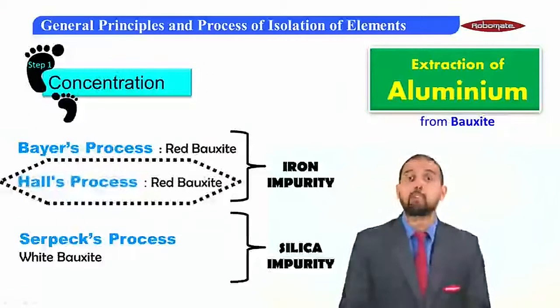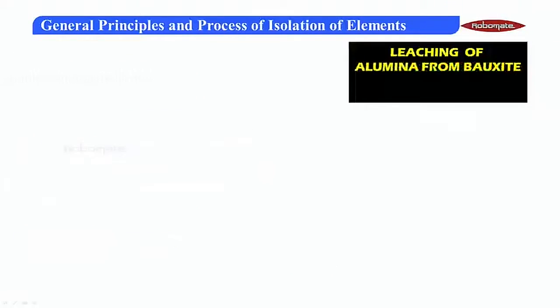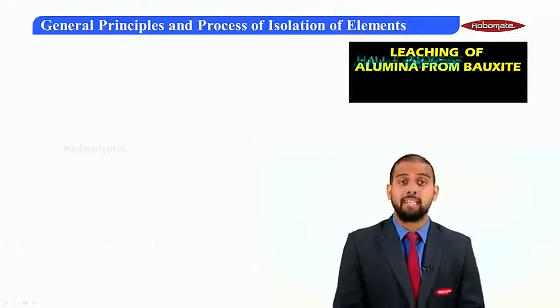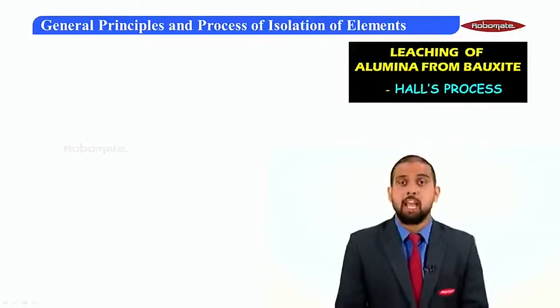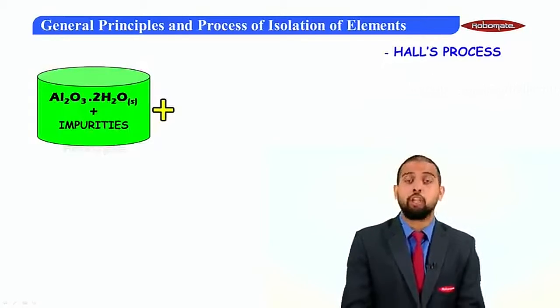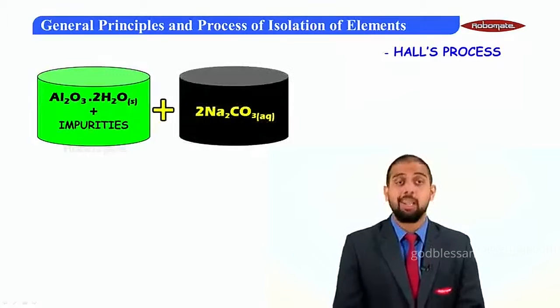Now the next thing that we need to talk about is the Hall's process in detail. As we know, the industrially preferred method is the Hall's process. So let us see in detail what is this Hall's process. As we know, bauxite contains a lot of impurities. So in order to remove these impurities, we need to add a leaching agent. And the leaching agent in the Hall's process is sodium carbonate.